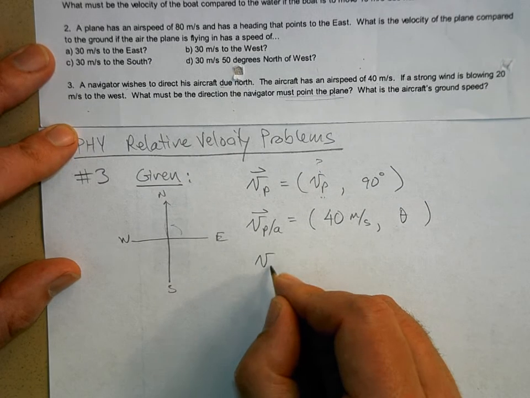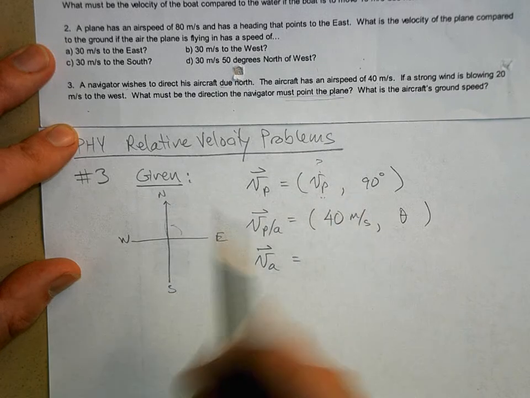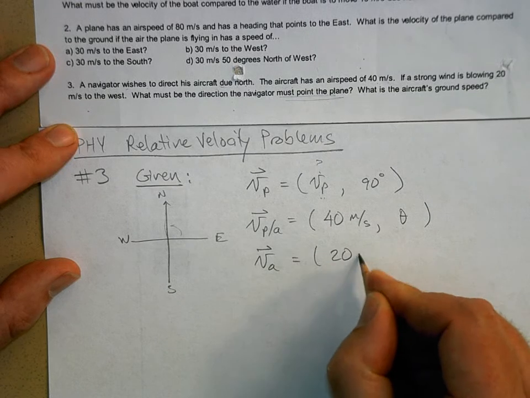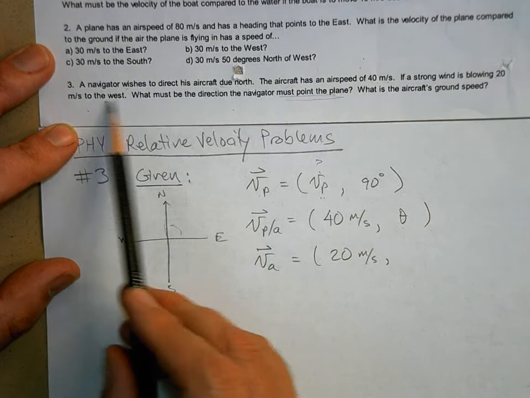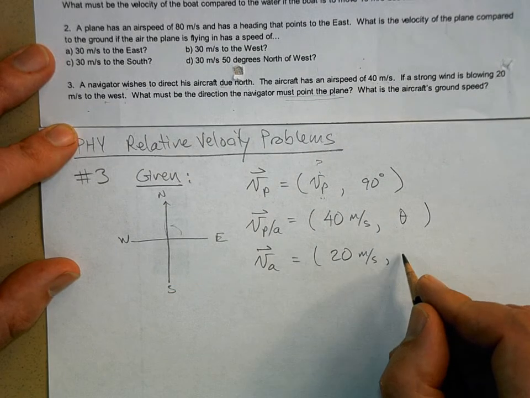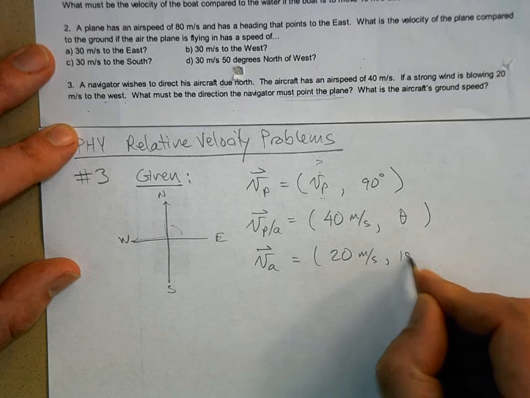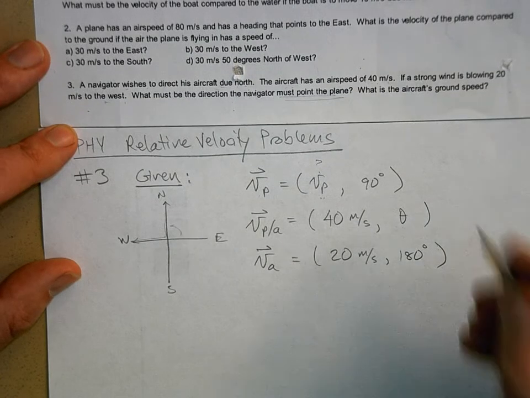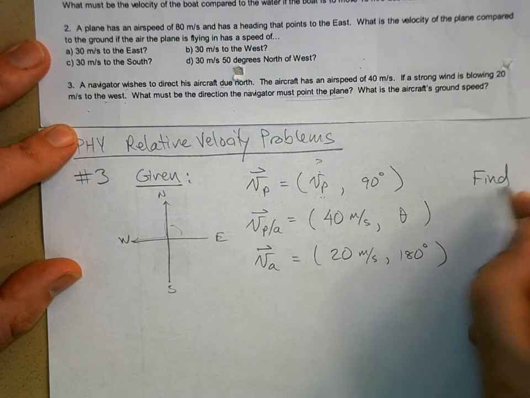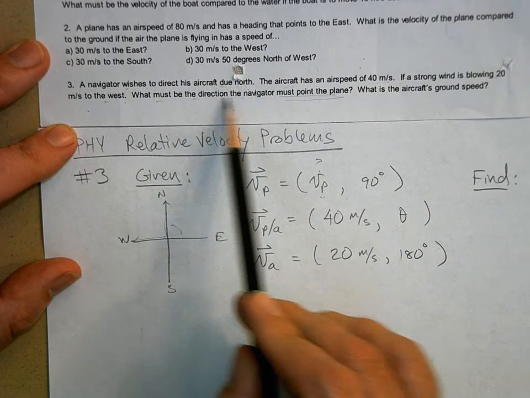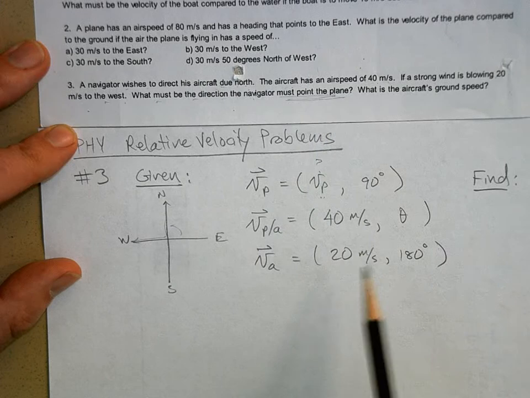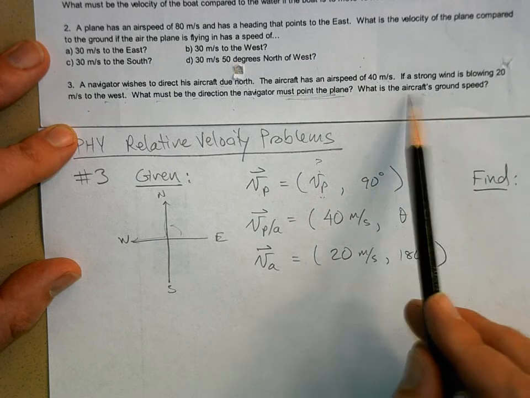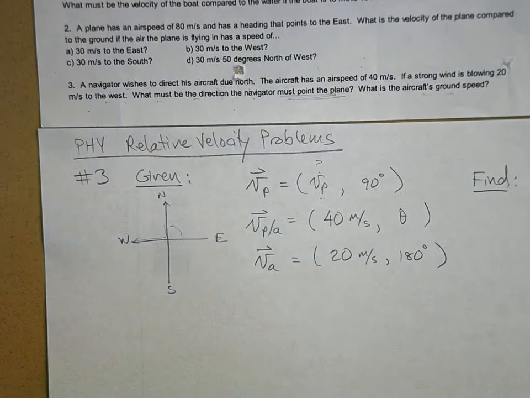Now we have only one other thing, and that's the velocity of the air. It says the velocity of the air is 20 meters per second to the west. Well, we know what that direction is. That's 180 degrees. Okay. And what are we trying to find? Well, it says, what must be the direction the navigator points the plane? That's this. And then, what is the aircraft's ground speed? How fast are they going compared to the ground?